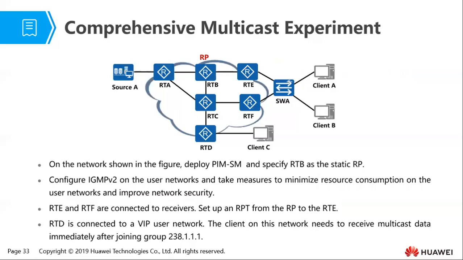Okay. Let's move on. The last one. Router D is connected to the VIP user network. The client on this network needs to receive multicast data immediately after joining group 238.1.1.1. So we're also going to see how we can statically configure a client to receive multicast packets from a particular group. That is indeed what we are going to see here.